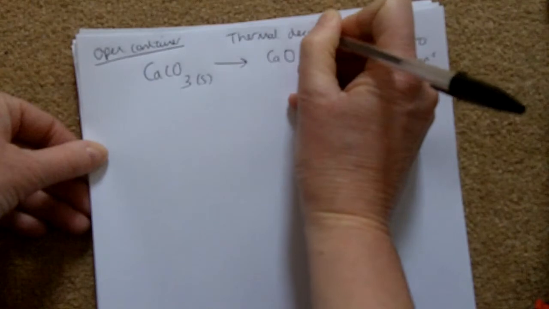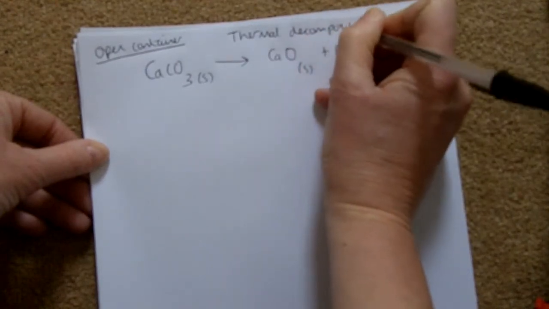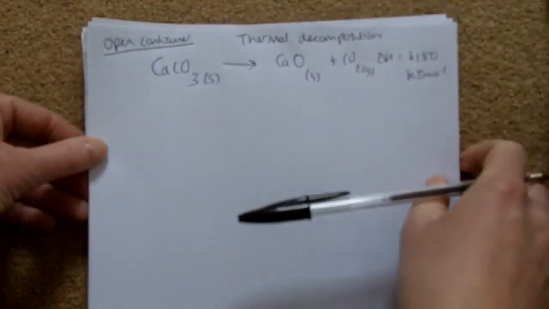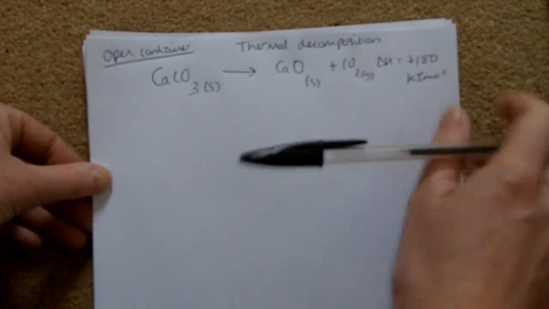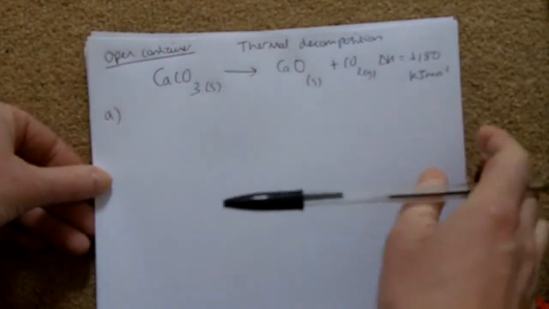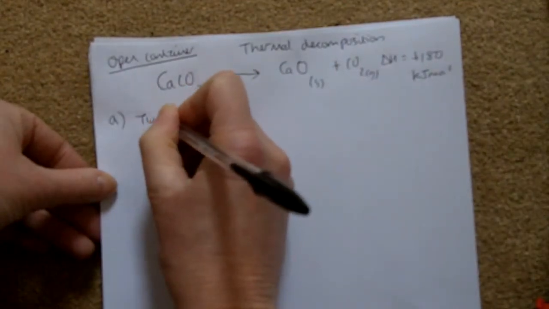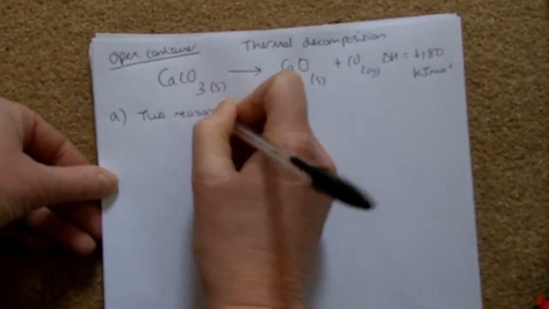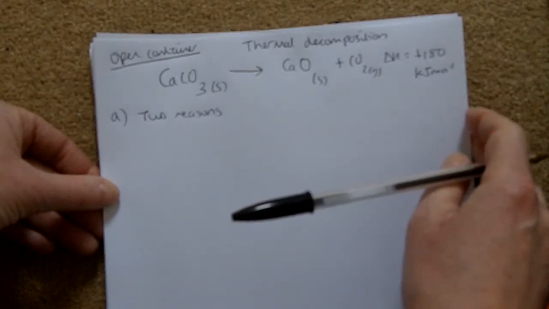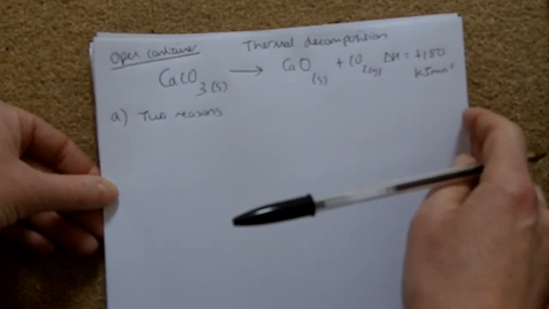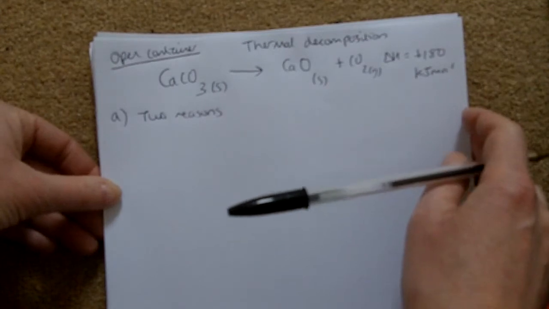Okay, it's called thermal decomposition, because you're using heat to break it down. First question, this is question A. Suggest 2 reasons, you need 2 reasons. Suggest 2 reasons why it is necessary to heat the calcium carbonate strongly to achieve decomposition.